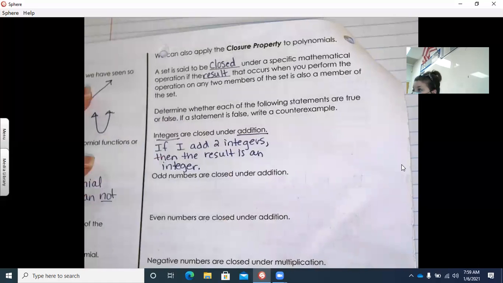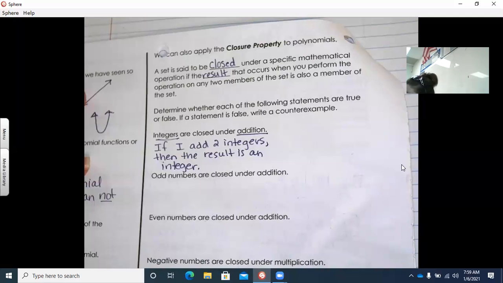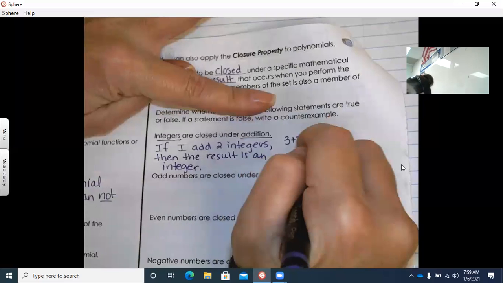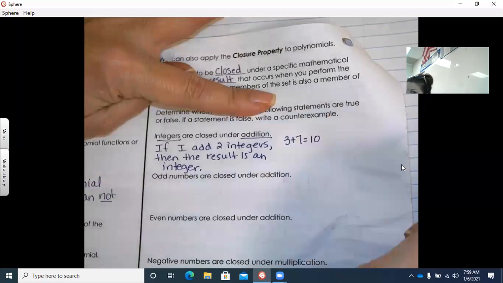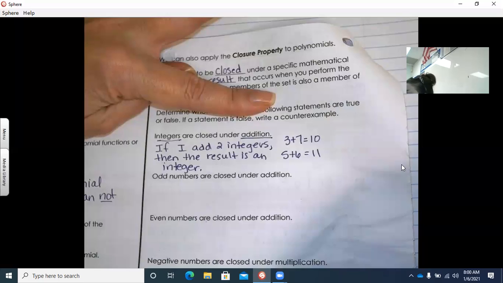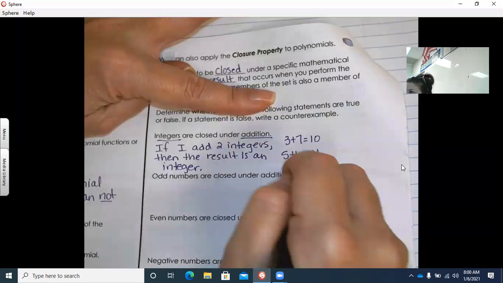And we talked about what integers are, right? Counting numbers, 0, and their opposites. Do you think this is true or false? If I add any two integers together, I'm always going to get an integer. You think it's true? If I can prove it false with just one example, then it's false. Give me two integers. So 3 plus 7 is 10. 3 is an integer, 7 is an integer, 10 is an integer. Okay? Give me two more. 5 and 6. 5 plus 6 is 11. All integers. What if I did like 0 minus 9? 0 is an integer. Negative 9 is an integer. What do you get?